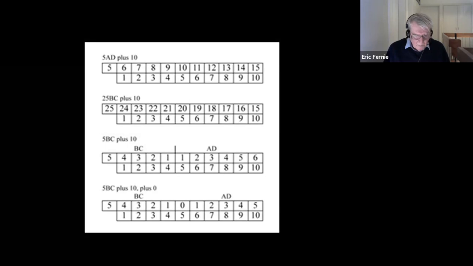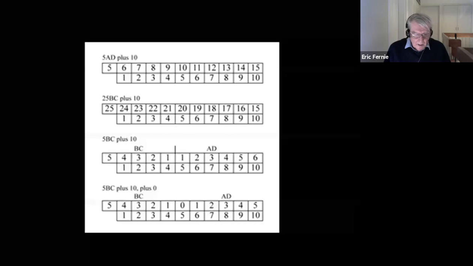The third argument is that in ordinary usage, we don't start counting with zero in the counting of anything. And here's another one.